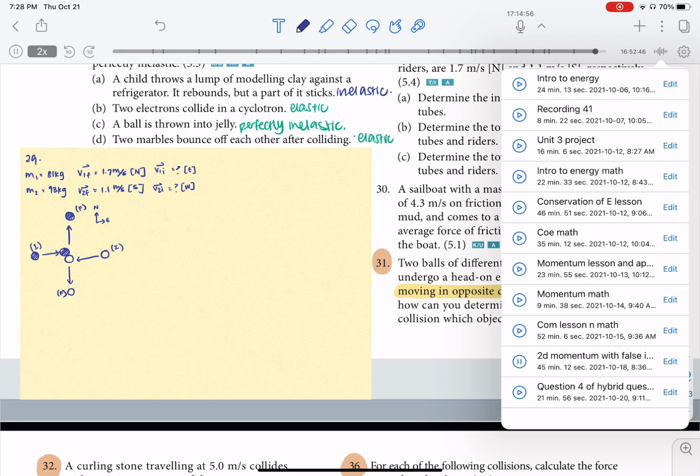Here's the third problem. Once you get that one, if you need help getting 35, let me know. This third one I'm going to leave to you guys.